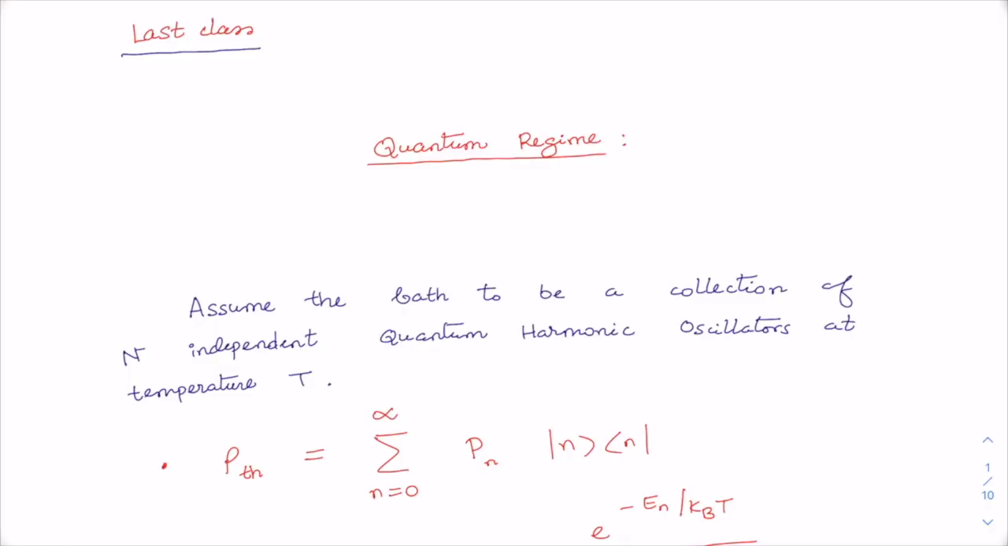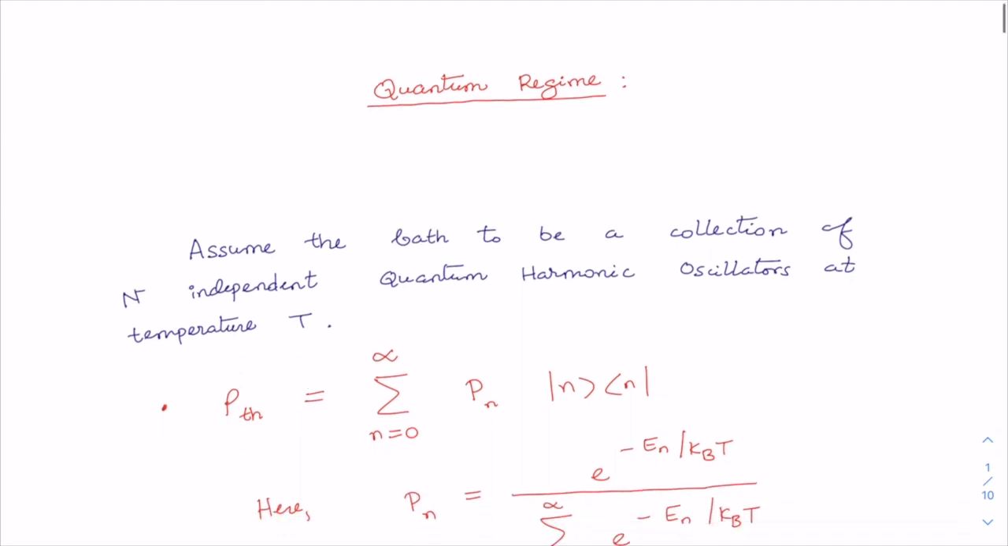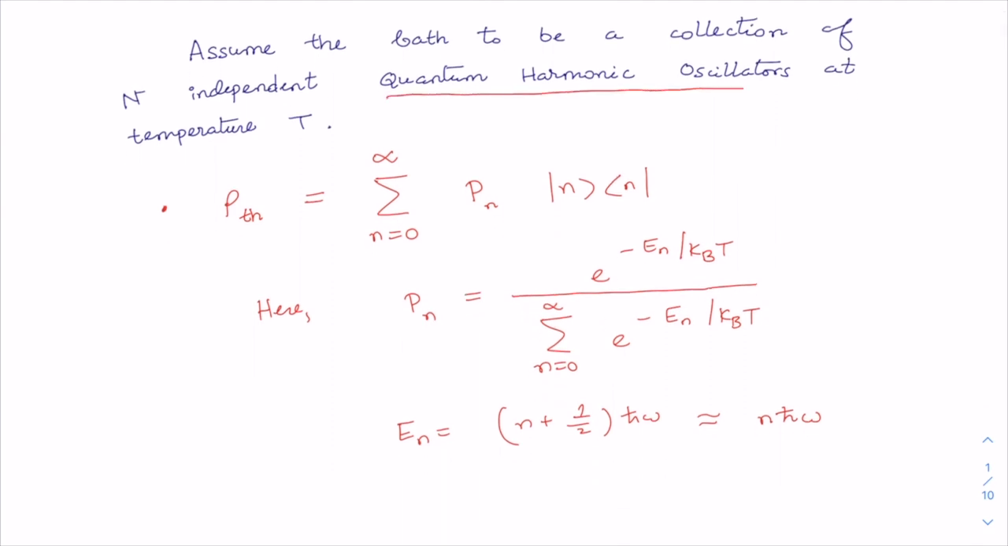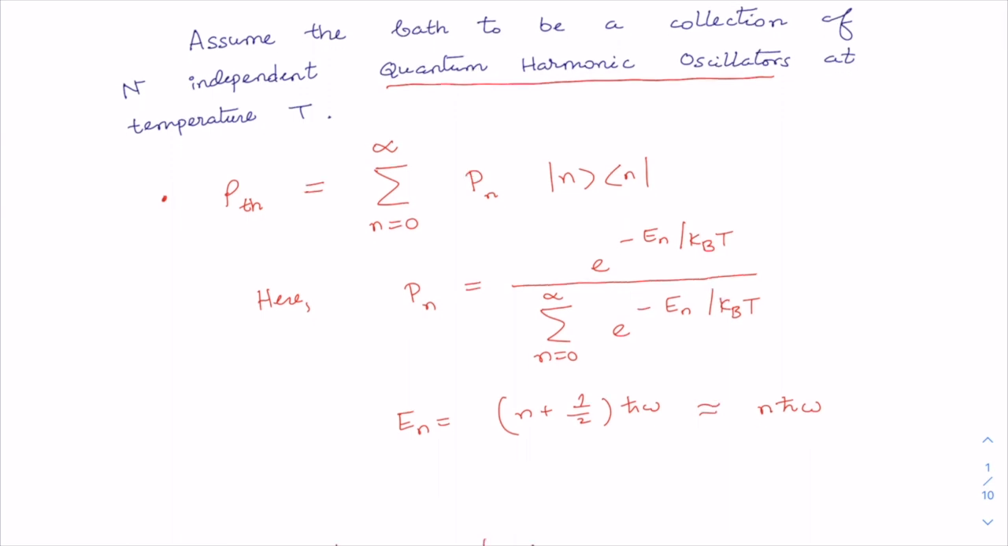So let us begin. In the last class, we started discussing the quantum counterpart of the classical Langevin noise. In this regard, we have assumed the bath to be a collection of independent quantum harmonic oscillators at some finite temperature T, as we have to calculate the expectation value of various operators. We needed to know the appropriate density operator, as we know that the expectation value of any operator A is given by the trace of rho times the operator.